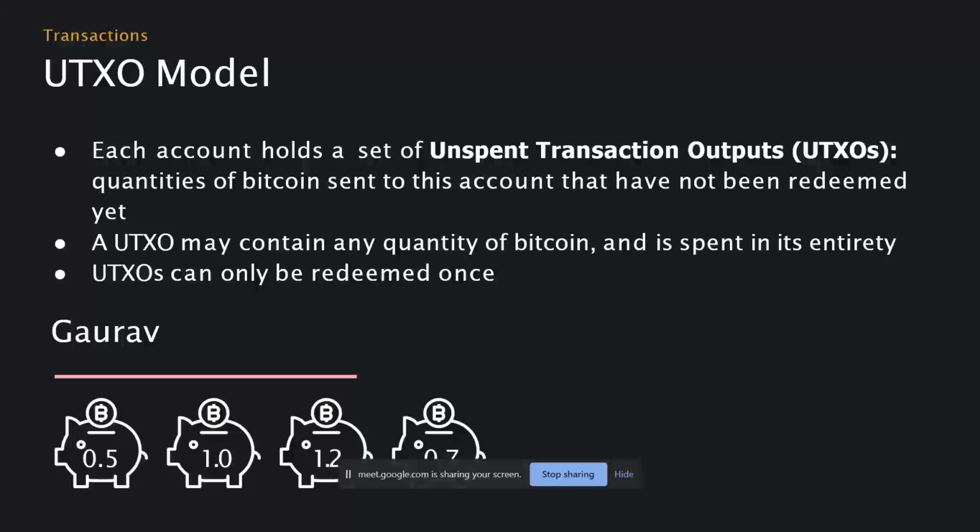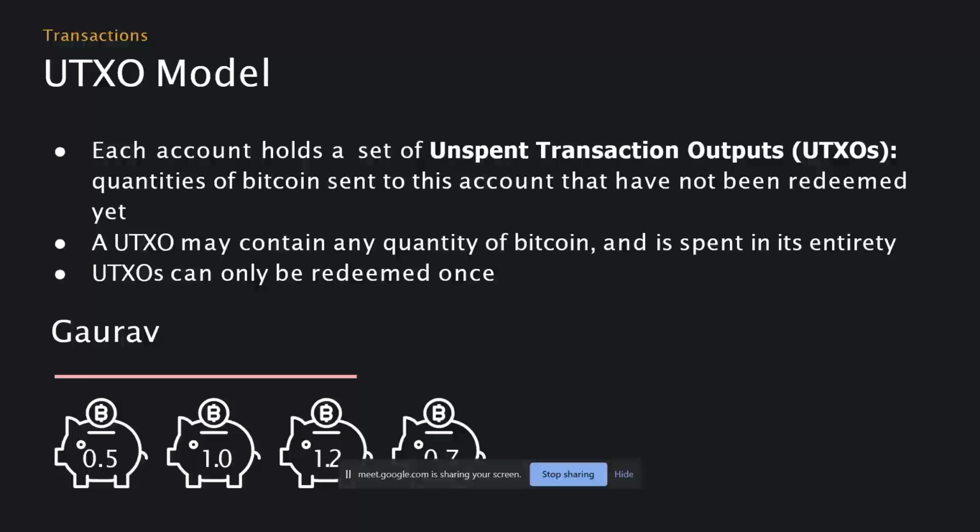So UTXO क्या होता है? You can consider it as the piggy bank of Bitcoins. Like suppose I have 10 Bitcoins, I want to send Gaurav 2 Bitcoins. Then I'll have to break the whole piggy bank in order to send 2 Bitcoins. अब suppose मैंने piggy bank तोड़ दिया, 2 Bitcoin उसको भेज दिए. I can create a new piggy bank, new UTXO, and put my remaining 8 bitcoins back in it.